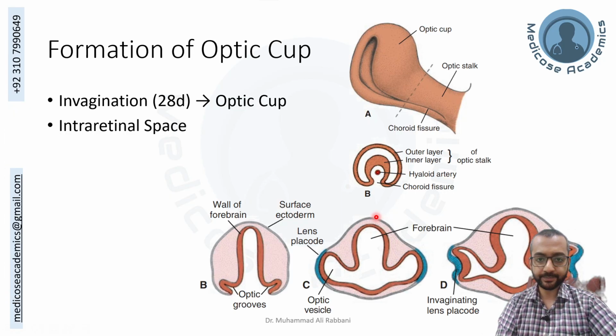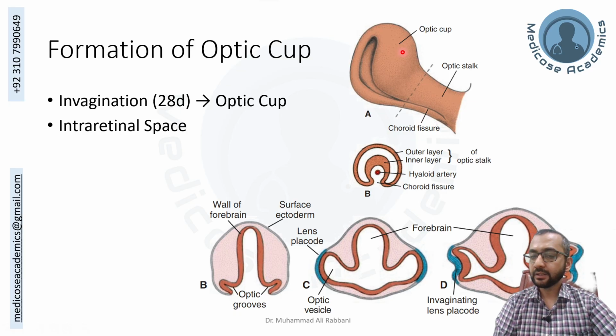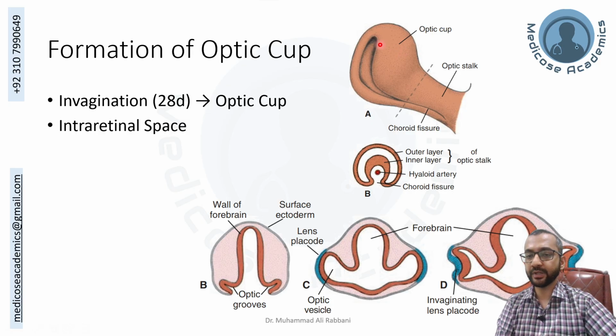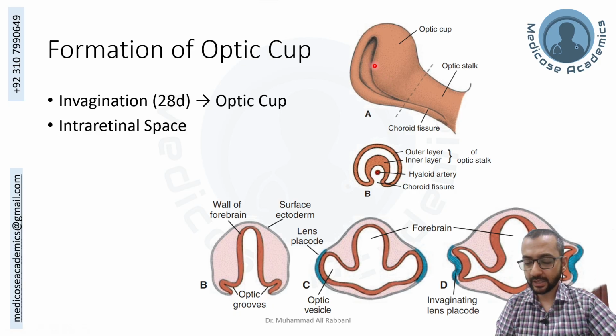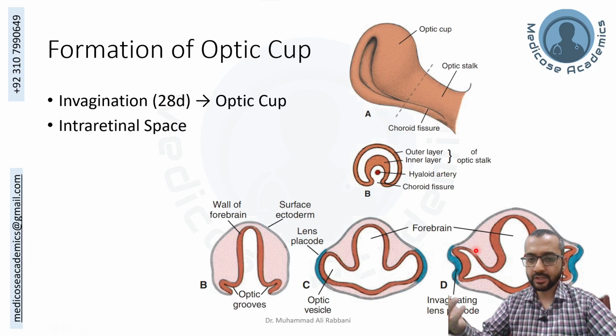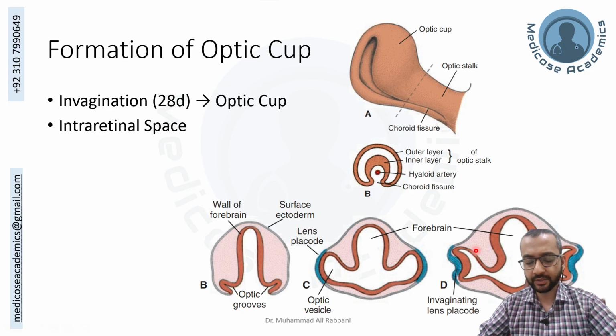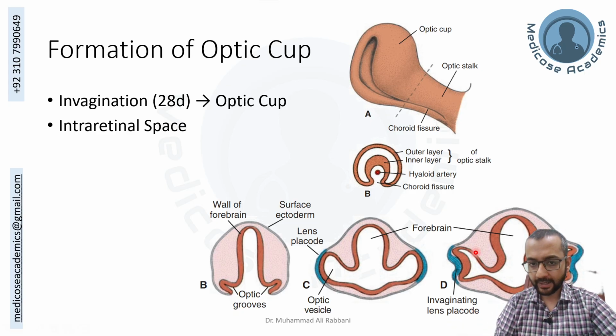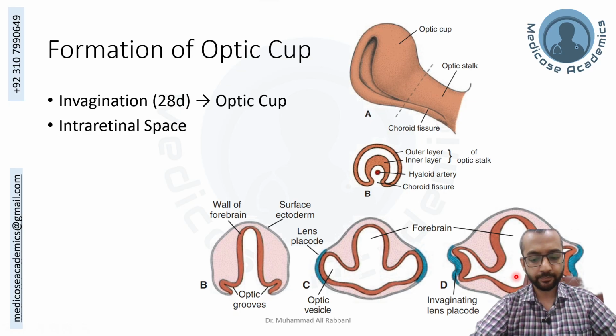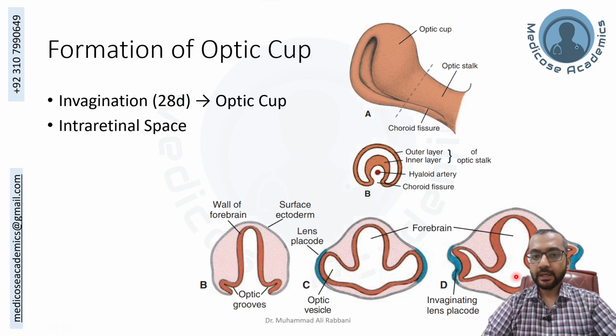So let us see this process. As this optic vesicle invaginates, it folds upon itself to form the optic cup. The part that is facing the lens will become the inner layer of the optic cup, and the part that is facing outward will form the outer layer of the optic cup. This usually starts just a few days after that, about day 22, and the space that remains between them is the continuation of the cavity of the neural tube. This is called the interretinal space.